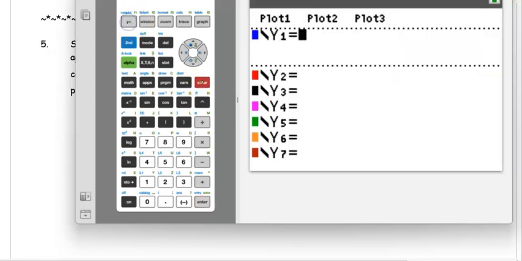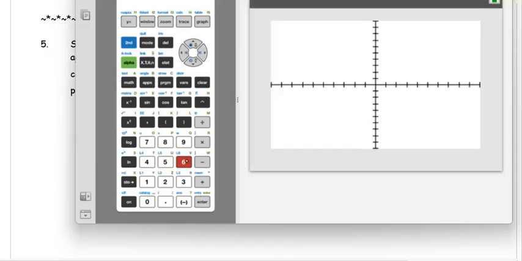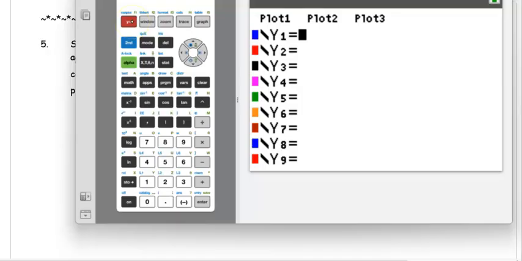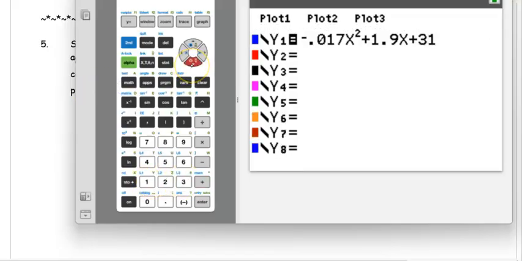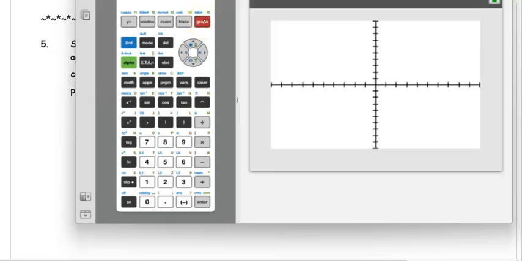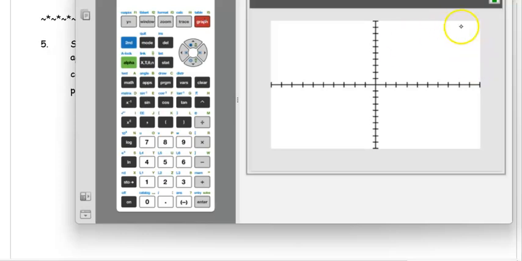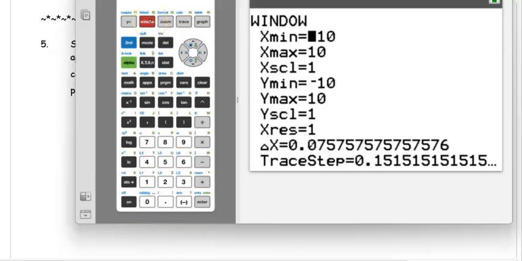I'm going to clear out Y equals, and I'm going to do a Zoom 6 because something happened with my last screen, just to get it back to that nice 10 by 10. And into Y1, I'm going to put that equation, negative 0.017x squared plus 1.9x plus 31. And into Y2, I'm going to put in 60. Now, if I graph this, I'm not seeing anything right now. But if we think about this, all of this stuff is happening a lot higher in that first quadrant. So I'm going to change my window.